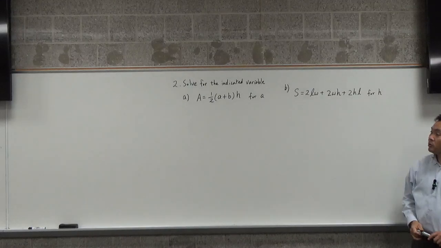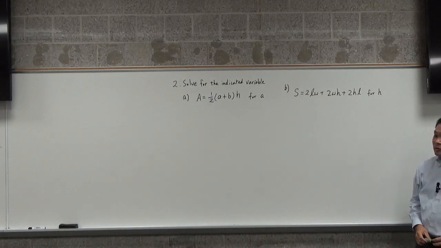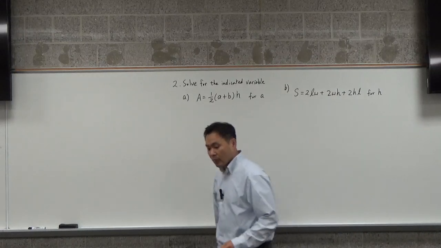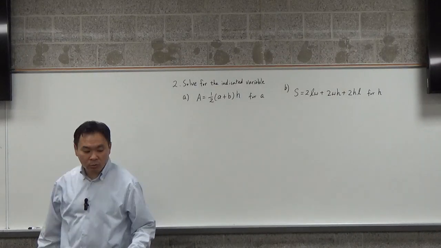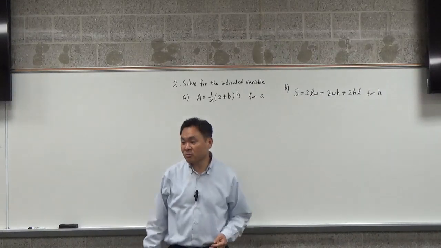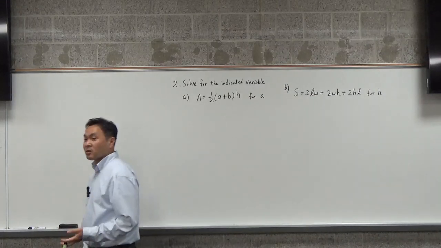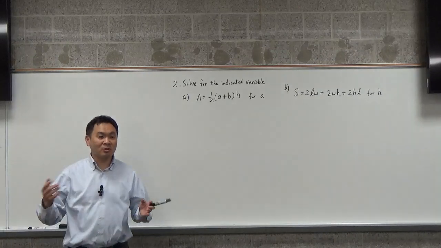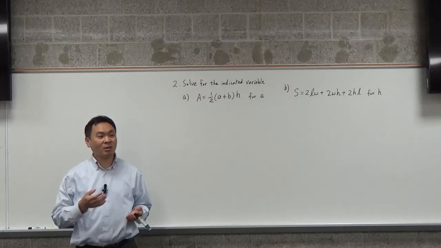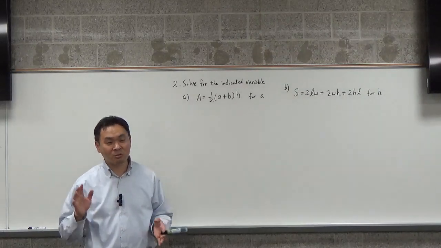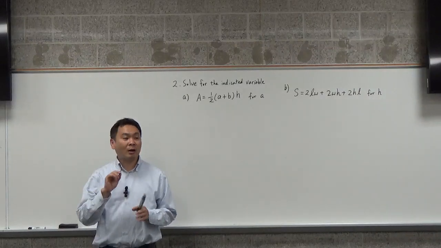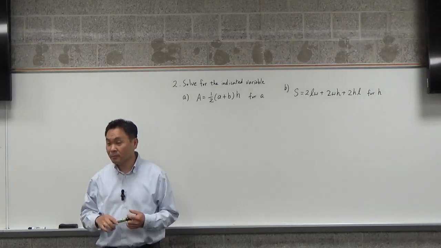Okay, now these questions are about solving for an indicated variable. We have to solve for a. And for these questions, I tried to explain it by using this metaphor of socks and shoes, where when you put them on, you put socks first and then shoes, but when you take them off, you take off the shoes first and then the socks. So when you undo something, you do it in the opposite order of what it was done, right?